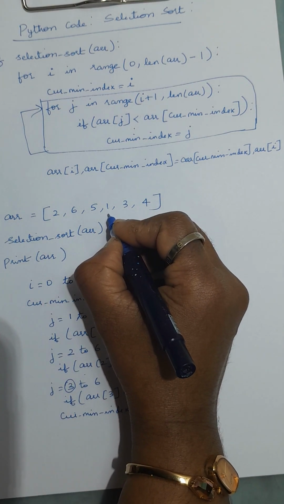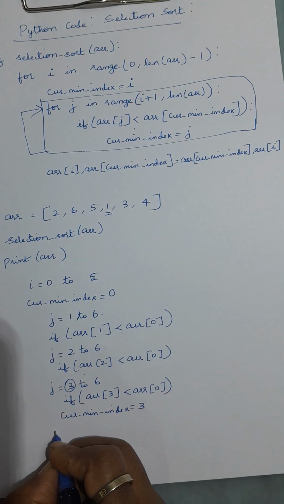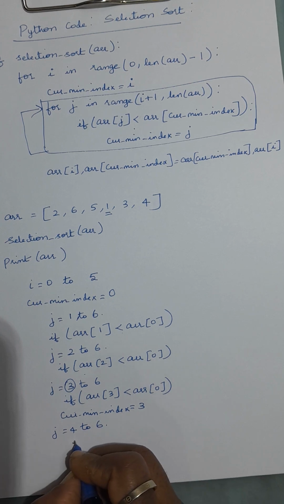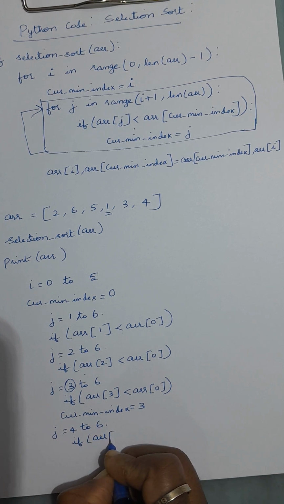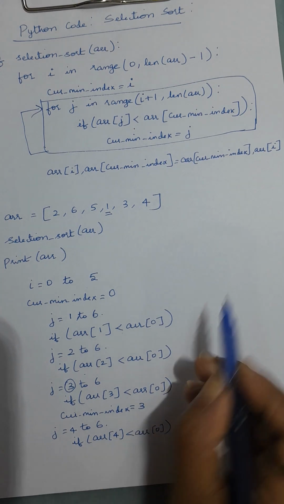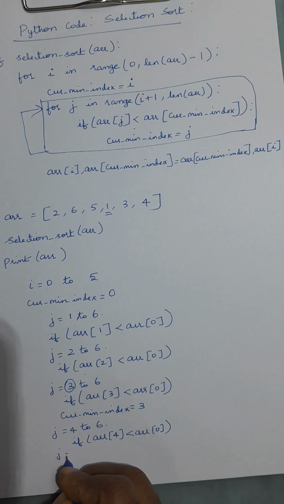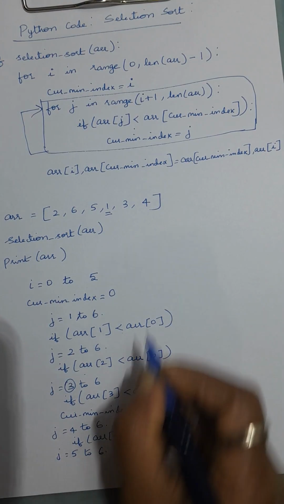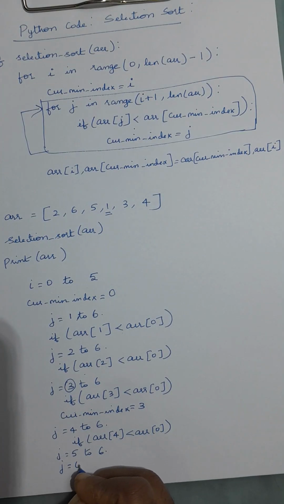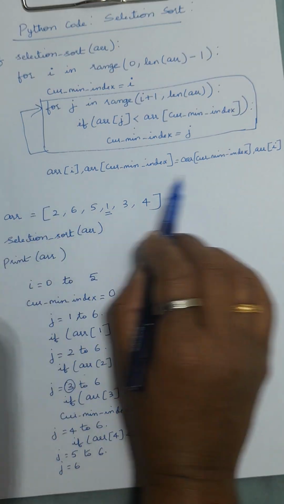Now the minimum will be moved to this position. Then again j is equal to 4 to 6. Now it checks if array of 4 is less than array of 0. No, it is not less. So j value is equal to 5 to 6. It checks 4 less than 1? No. So j value is equal to 6. So it comes out. Then we make a swap.